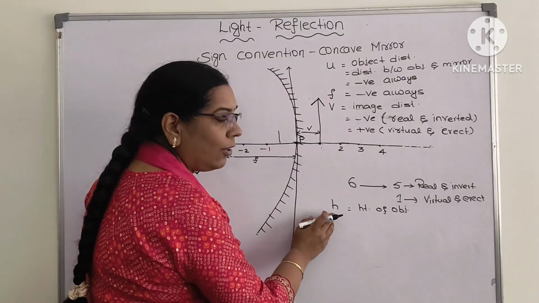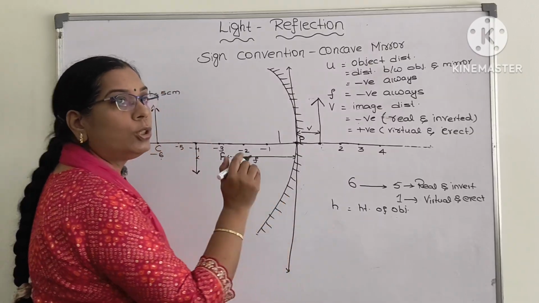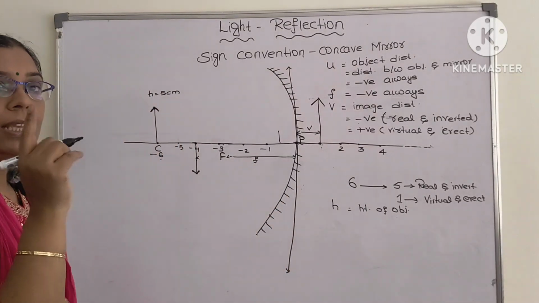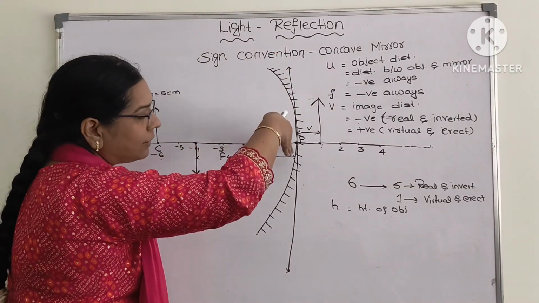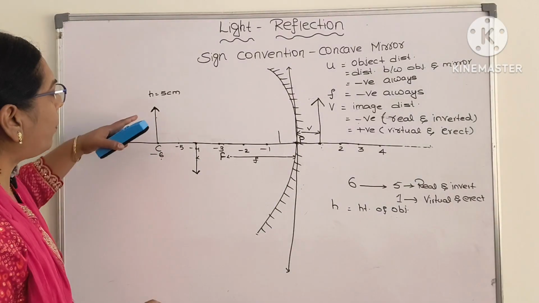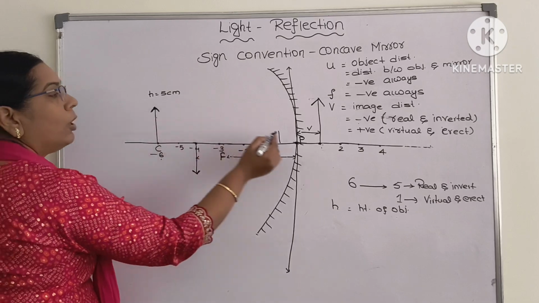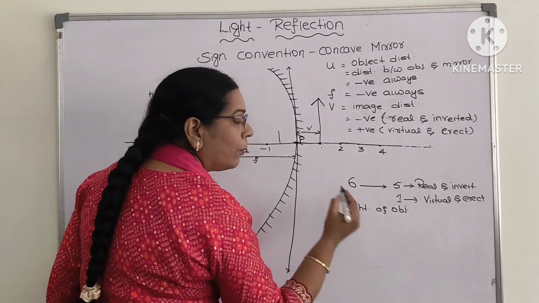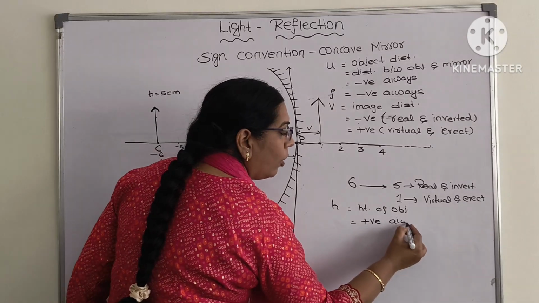So, for the sign convention of the heights of the image and the object, you should check how the object is pointed. Is the object pointed towards the positive y-axis or negative y-axis? Always the objects are pointed in the positive y-axis. Hence, this is the positive y-axis, and hence the object will always have a positive sign, always.